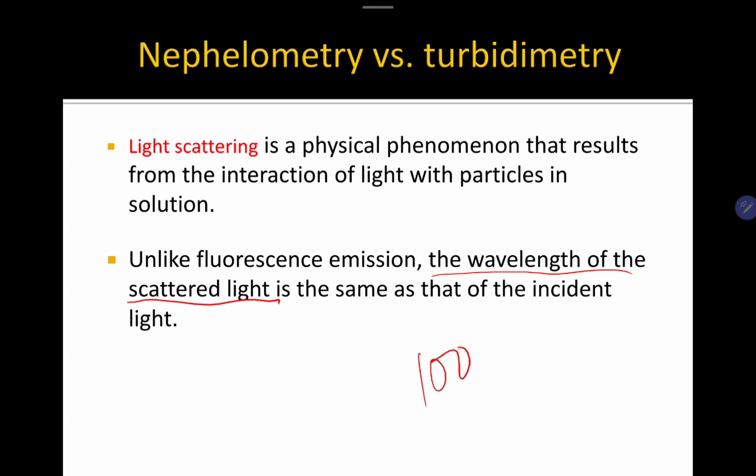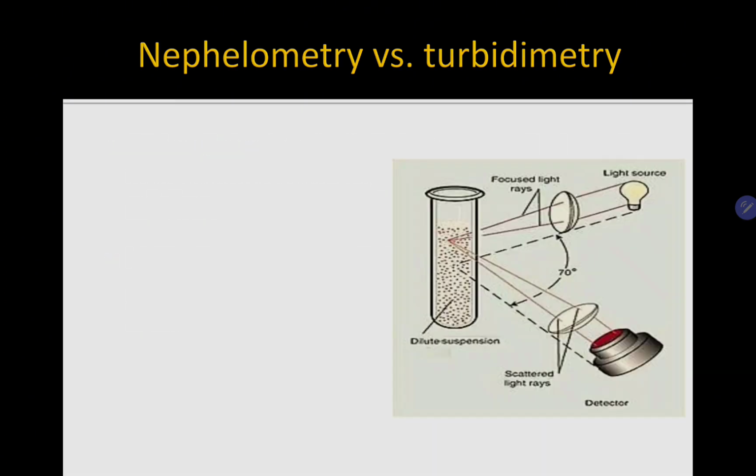Kung tawagin ang incident light mo is 100, no, ang scattered light po is 100 po na siya. Okay? Ang emission niya. Okay? So that is for the nephelometry. Okay? Ano pa? Ang technique mo guys ganito.